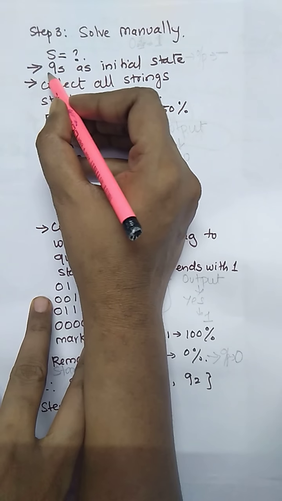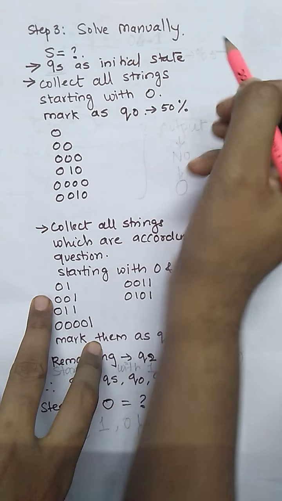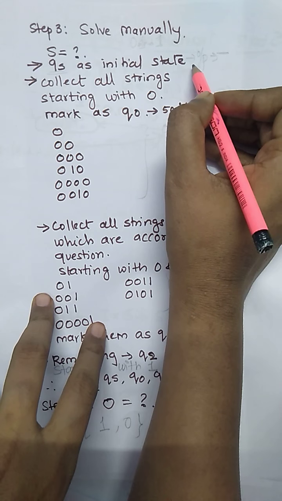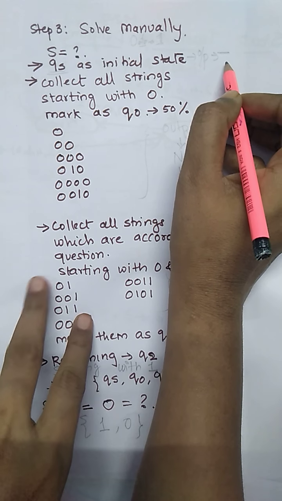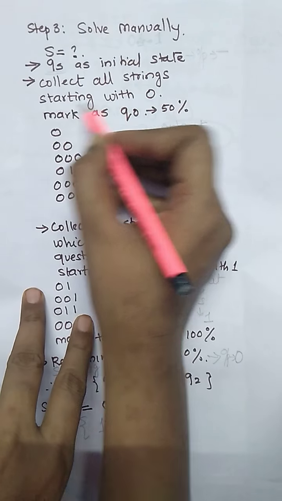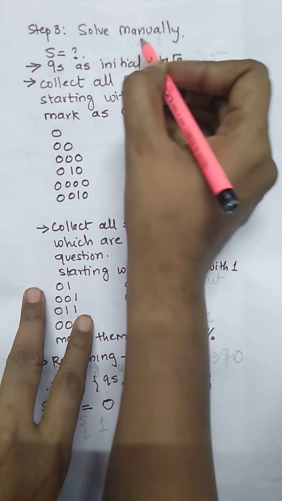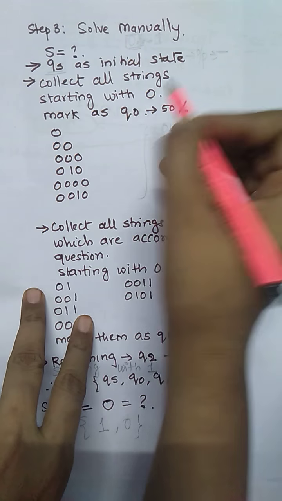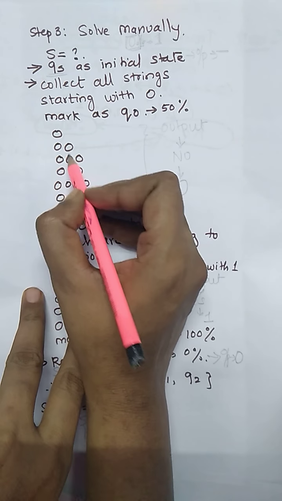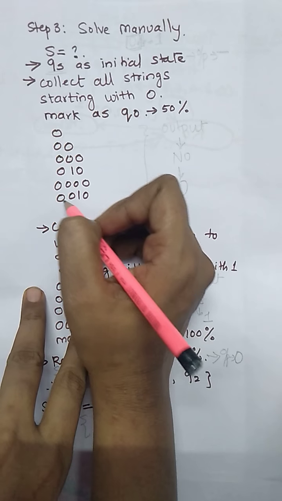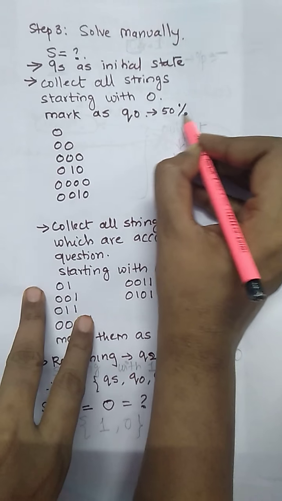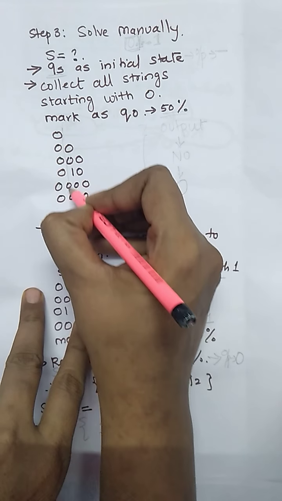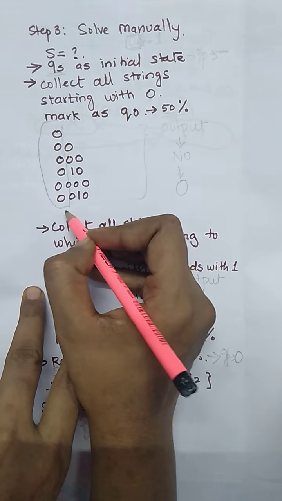So for S, we are going to mark QS as the initial state, which is not going to take any input, neither is it going to produce any output. Now collect all the strings which are starting with 0. Starting with 0 means we are going to have 50% of your solution. So those strings, for example 0, 00, 000, 0010, are going to contain the 50% of our output, that is, they are starting with 0.